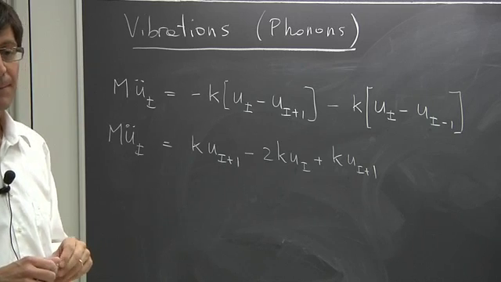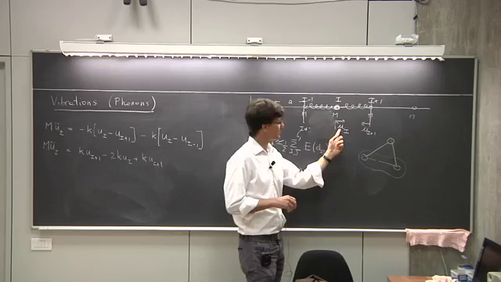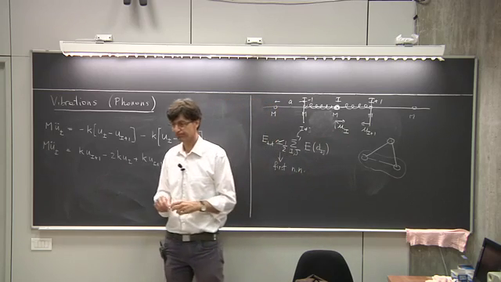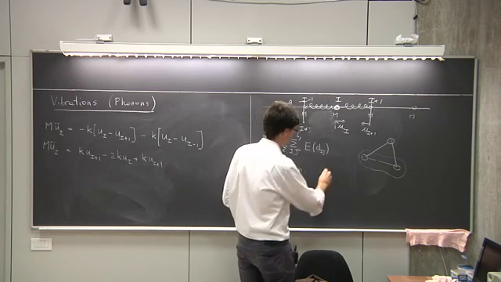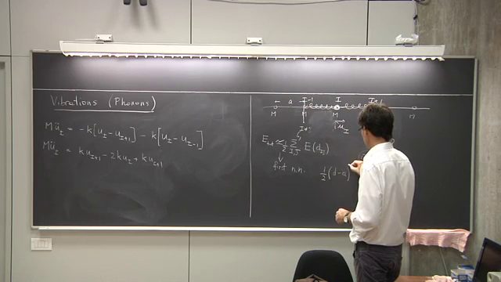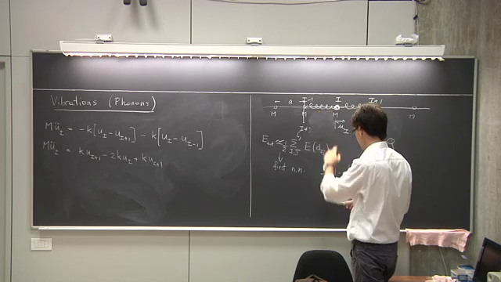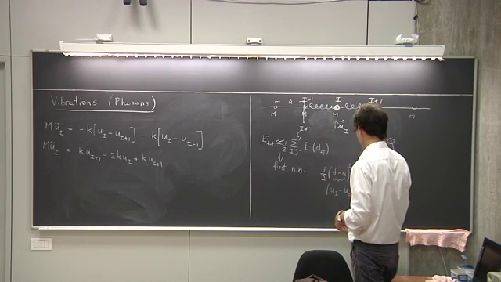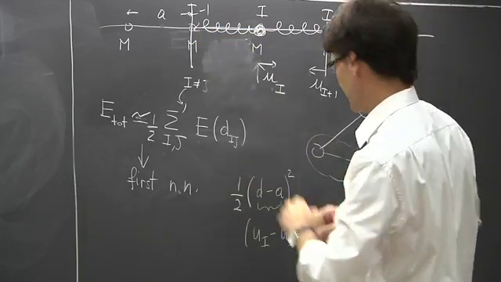Yes, U is the displacement of the particle from equilibrium. So the potential is one half K, d minus a squared. In one dimension, considering this bond, for example, the change of distance between these two particles is going to be given by Ui minus Ui minus 1.